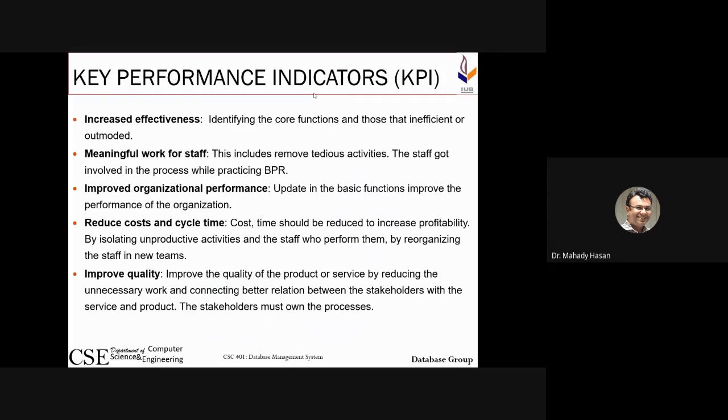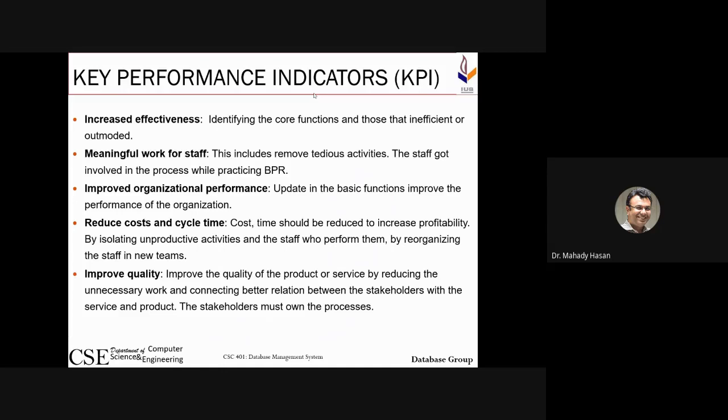So going to the next phase. This is KPI, key performance indicator. So what is there in KPI? First of all, increase effectiveness. We have to somehow increase the effectiveness of the function. That means inefficient things need to be got rid of. We need to get rid of the inefficient components. Meaningful work for the staff. Staff should be doing meaningful work. Staff should not engage in something that is tedious in nature.